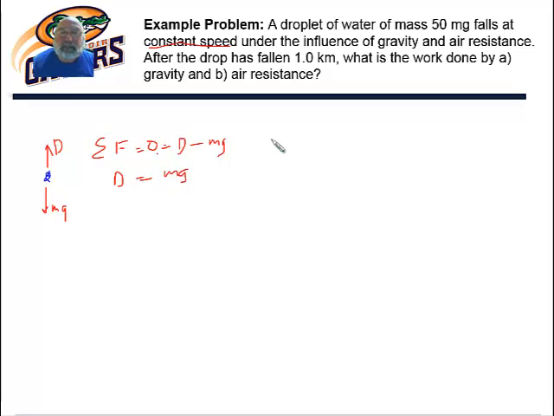Now, going back to work. Work is equal to the force times the displacement that the force is applied over, and then times the cosine of the angle between the displacement and the force. Okay, so let's go ahead and start substituting in our numbers into our equation.